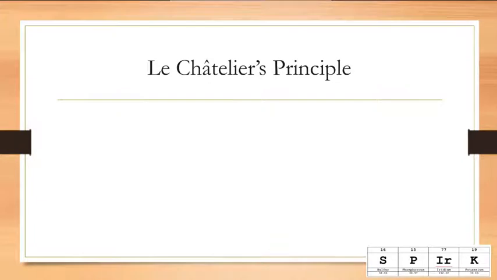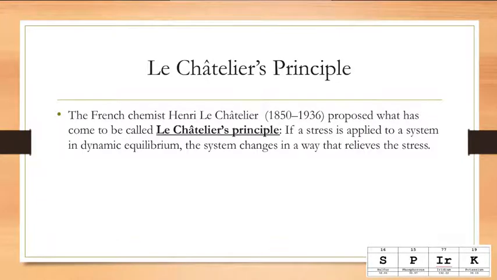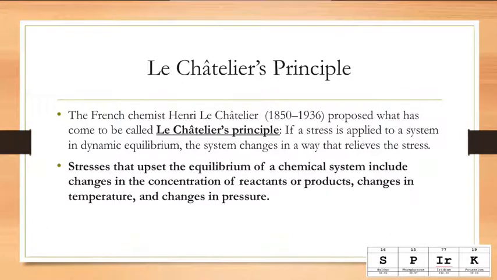So now we want to talk about Le Chatelier's principle. The French chemist Henri Le Chatelier proposed what has come to be known as Le Chatelier's principle. This principle states that if a stress is applied to a system in dynamic equilibrium, the system changes in a way that relieves the stress. Stresses that upset the equilibrium of a chemical system include changes in the concentration of reactants or products, changes in the temperature, and changes in pressure. So concentration, pressure, and temperature are three factors that will affect the equilibrium position.